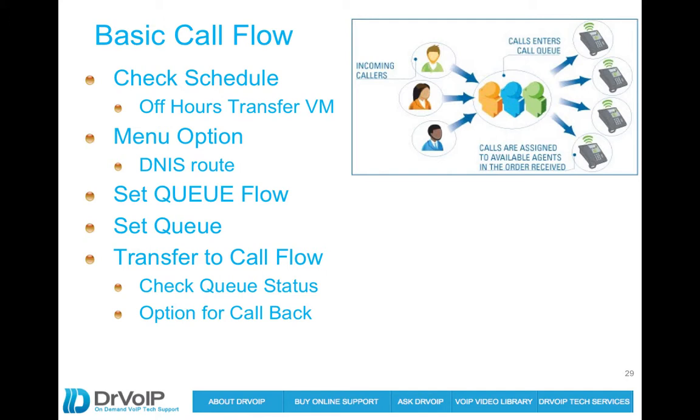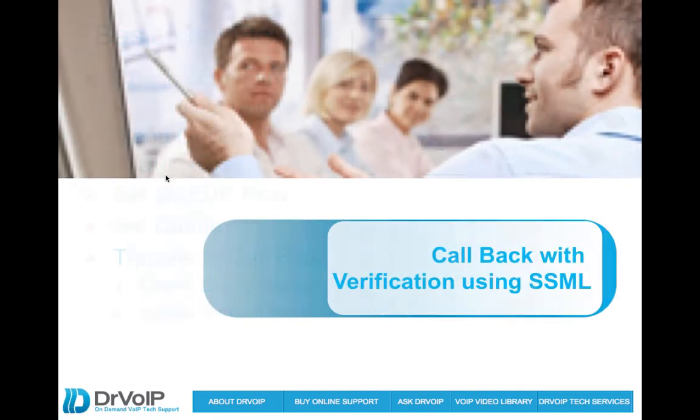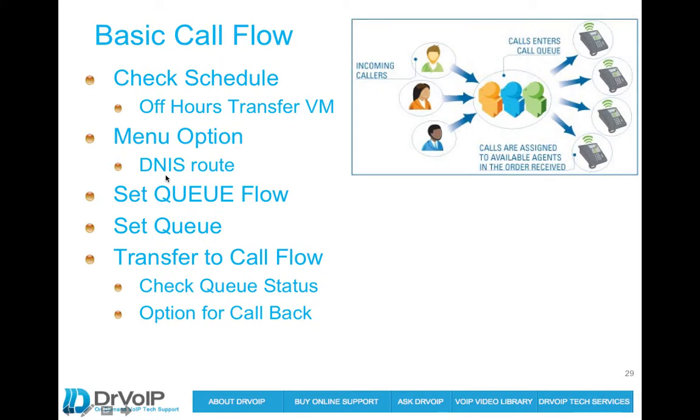The way we do that is typically either by the DNS that they dialed, which can link directly to a particular queue call flow, or to a menu option. In this case, we go to a menu option, press 1 for this, 2 for that, and then we send them on their way.